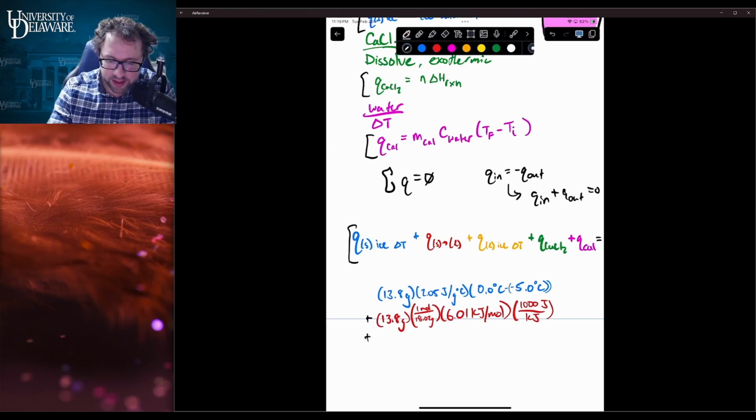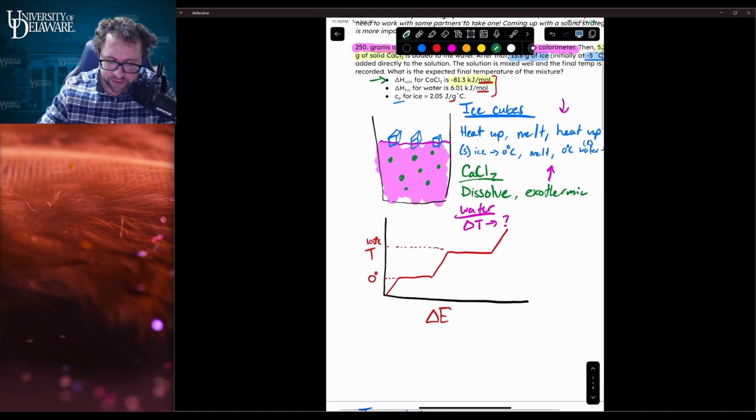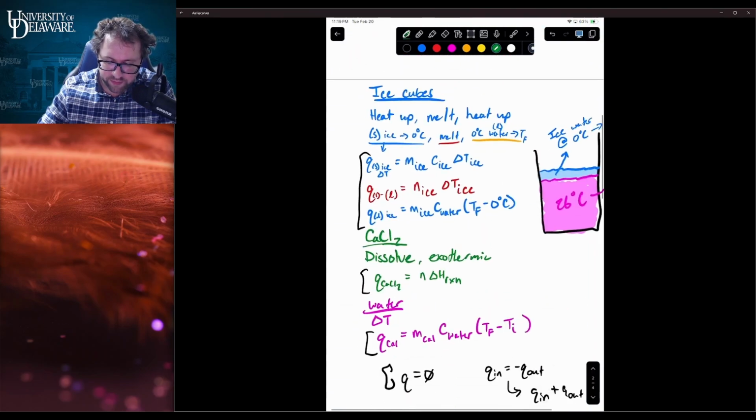Going to add in our ice changing temperature. So we have 13.8 grams. We should know the specific heat of water off the top of our head since we use it so much. And we don't know what the final temperature here is, but we do know that we're starting at 0.0 degrees Celsius, right? Now we're going to add in our calcium chloride. We're starting with 5.2 grams of that.